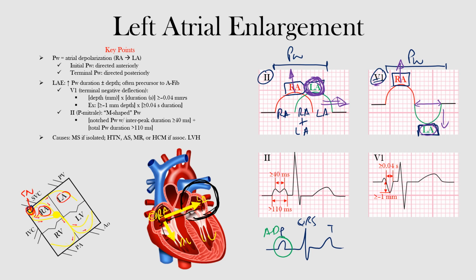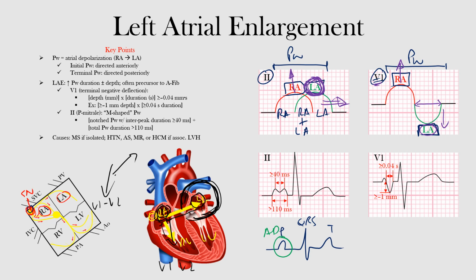And remember, the right atrium and right ventricle sit more anteriorly, so as this spreads from the right atrium, it's going to head towards the anterior leads, V1 and V2. But then when it depolarizes the left atrium, it's going to head posteriorly, okay? The left atrium is more posterior, so imagine the vector first coming anteriorly towards V1 and V2, and then it heads posteriorly to depolarize the left atrium.